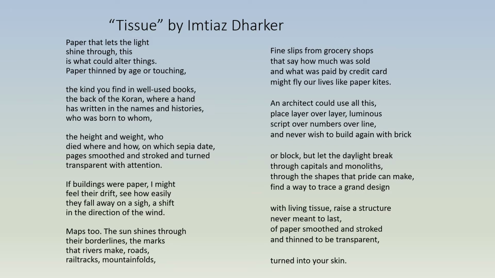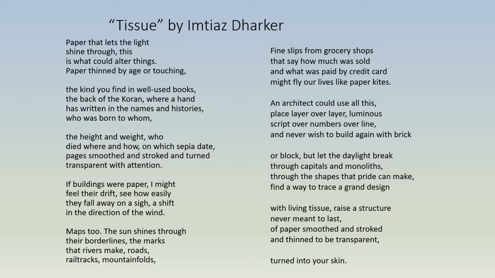Stanza 7, line 25 to 27. An architect could use all this. Place layer over layer, luminous script over numbers over line. So the work of a poet mirrors the work of an architect. The poet builds layers of words and meanings, where the architect designs physical structures. You've got repetition in there of the word over in line 26 and 27. It's repeated 3 times to reinforce that idea of layers. We've got the word luminous in line 26, which links us back to that idea of light and being able to see things clearly.